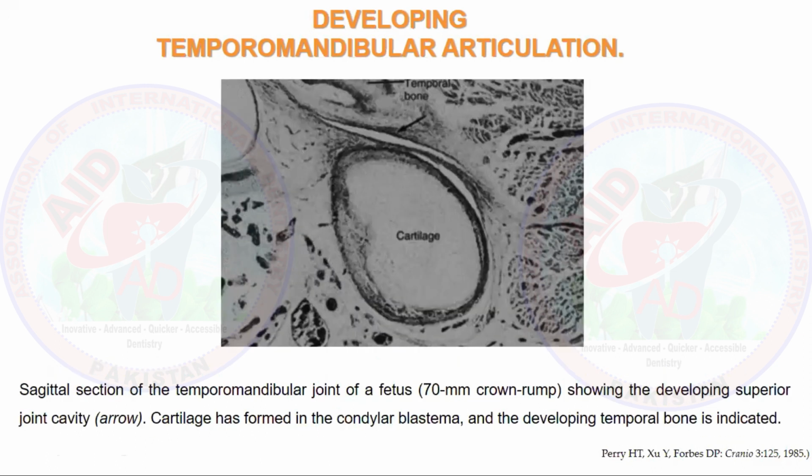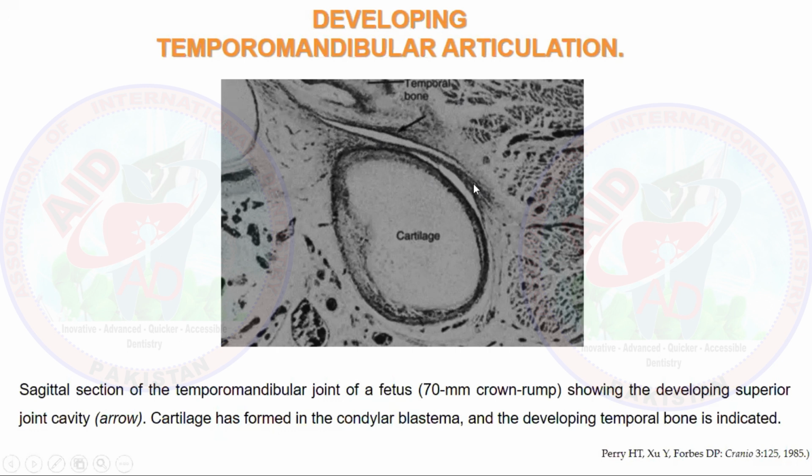When we move forward, now this is a 70 mm fetus. The Meckel cartilage has gone far behind, and on the upper surface you have seen that it has given the ossification of the temporal bone. The development of the temporal bone and the base of the skull has matured. And here you see the condylar cartilage is also very mature. In the condylar cartilage, you see the inferior joint space. Here you see the superior joint space. And in between you see the development of the articular cartilage.